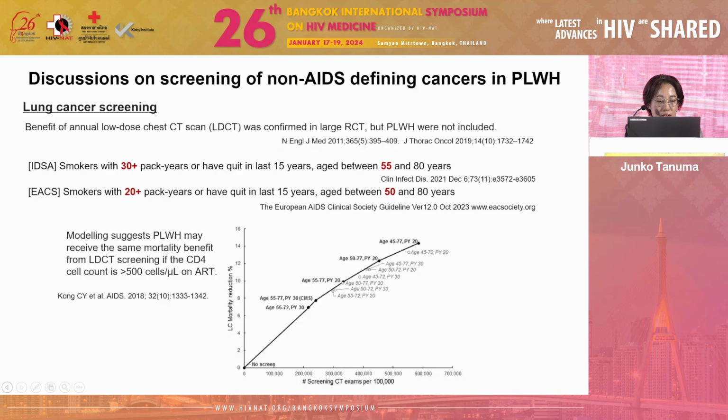So in terms of lung cancer, the benefit of annual low-dose CT scan, so-called LDCT, was confirmed in a large RCT, but people with HIV were not included in the study. So we need to wait for further evidence to establish the best lung cancer screening strategy in people with HIV.